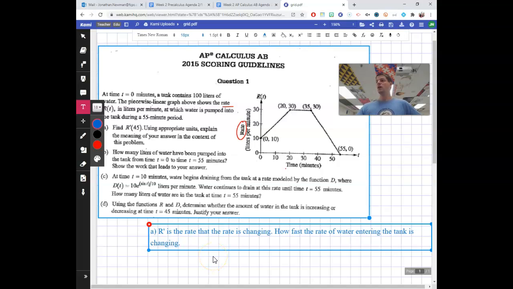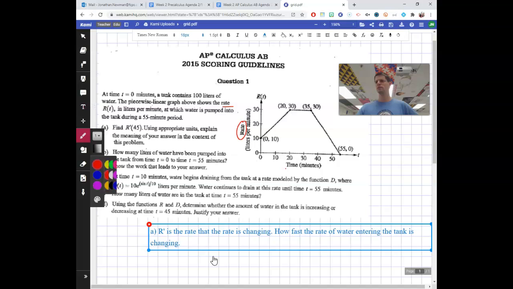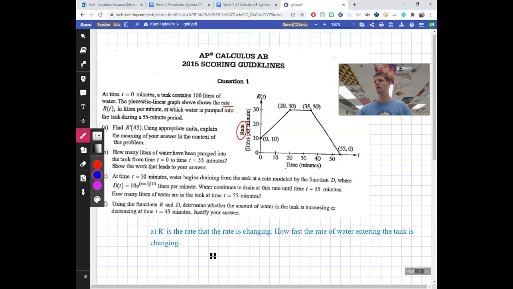So let's calculate that, and maybe this will make a little more sense once we actually have a number to put to it. So we're asking for R prime of 45. 45 shows up right there. And so that's somewhere on this line. Now we don't know exactly where, but it doesn't matter because the slope of a line is the same throughout the entire line. So we find the slope of that line, we've got R prime, right? So what do we do? Well, we need to do y1 minus y2 all over x1 minus x2.